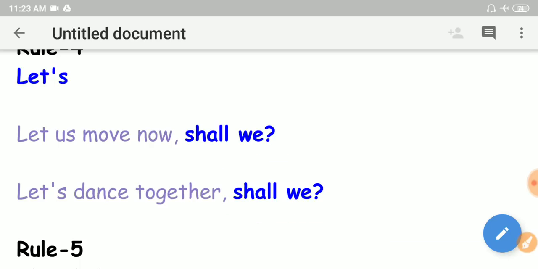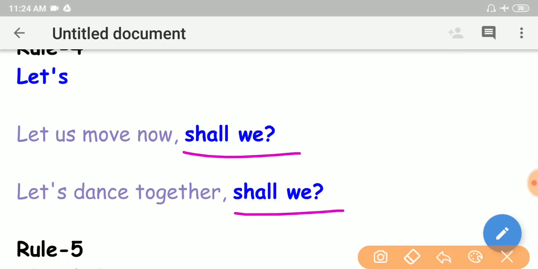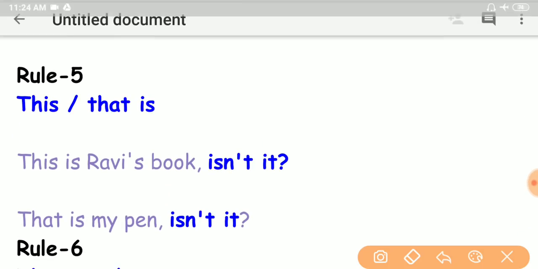For all, if the imperative sentence is negative, we must use only will you. If the imperative sentence is positive, there is a chance of using will you or won't you. Will you is used for commands, won't you is used for requests. So like that, if the imperative sentence is in the form of let us, then the tag should be shall we, my dear friends. So let us go and learn with rule number 5.